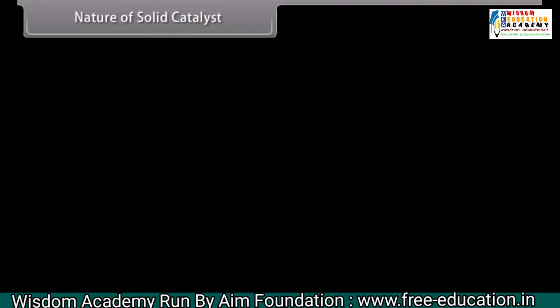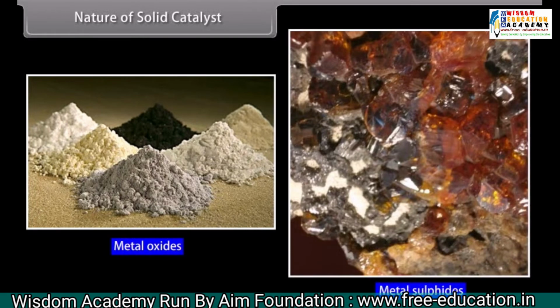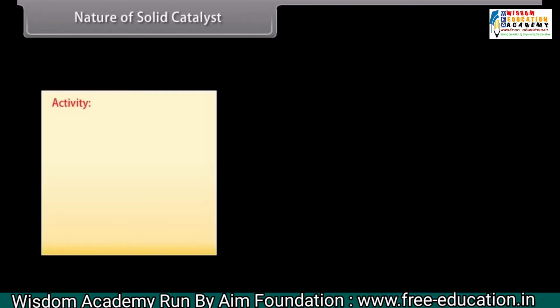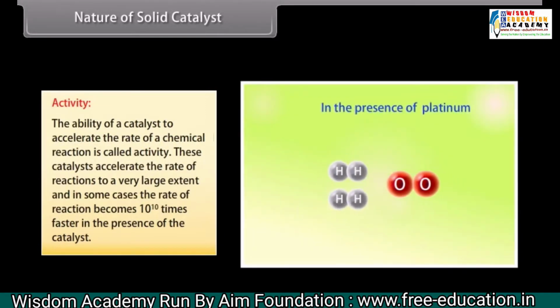Nature of solid catalyst. Metals, alloys of metals, metal oxides, metal sulfides, or mixture of these are generally used as solid catalyst. The two important aspects of solid catalysts are activity and selectivity. Activity: the ability of a catalyst to accelerate the rate of a chemical reaction is called activity.